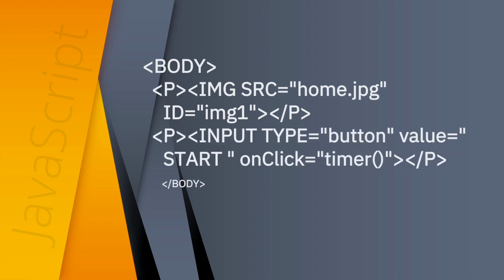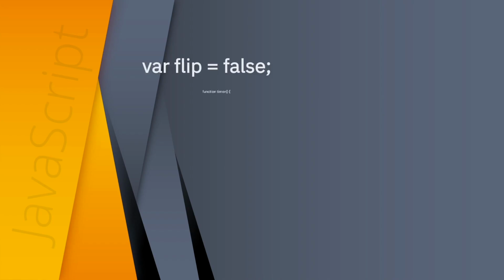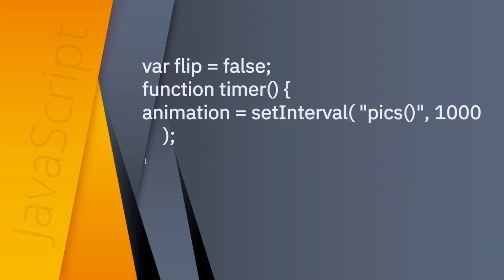Add the following HTML to the body section. So it's just the home.jpg image with an ID of image1. We also have a button that has an onClick event. The event calls a function with the name timer. Add this timer function between the two script tags, as well as the Boolean variable above it. We'll see what the flip variable does shortly.